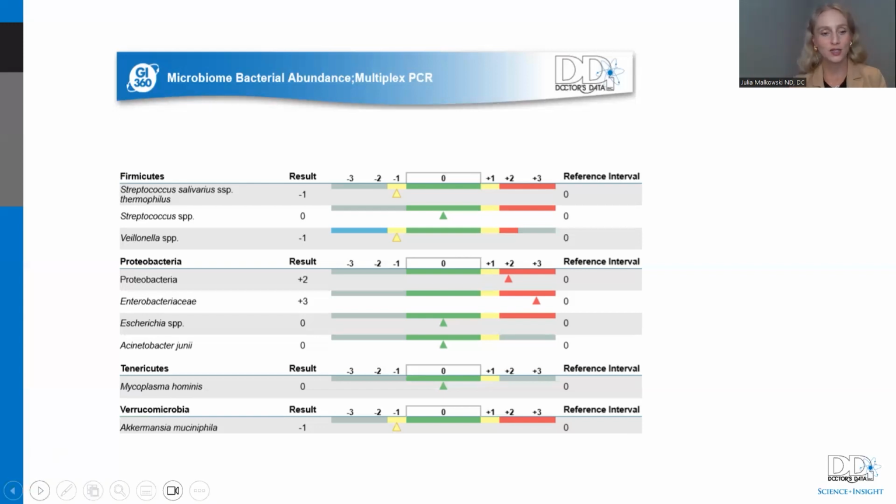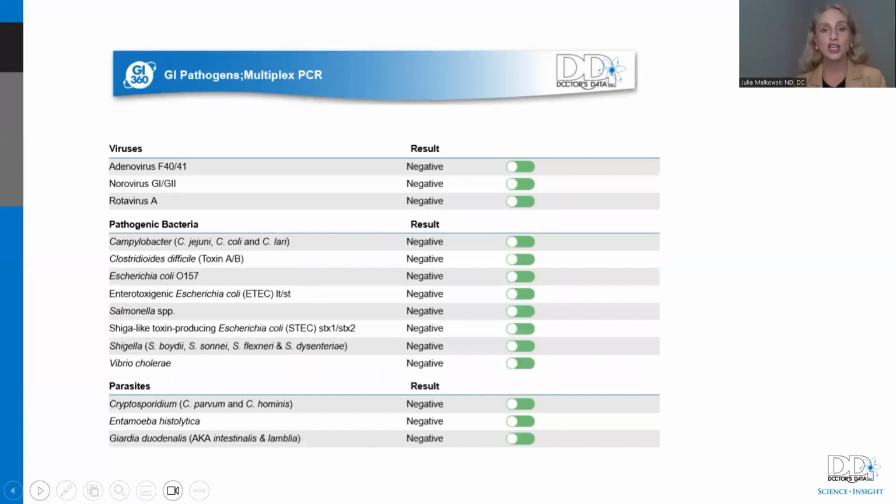Let's take a look at the next piece of information. This is the GI pathogens panel. Here we're looking for viruses, pathogenic bacteria, and parasites via PCR testing. This is very sensitive and specific, looking for the most common causes of acute gastroenteritis. Any findings here would be treated appropriately with standard of care.